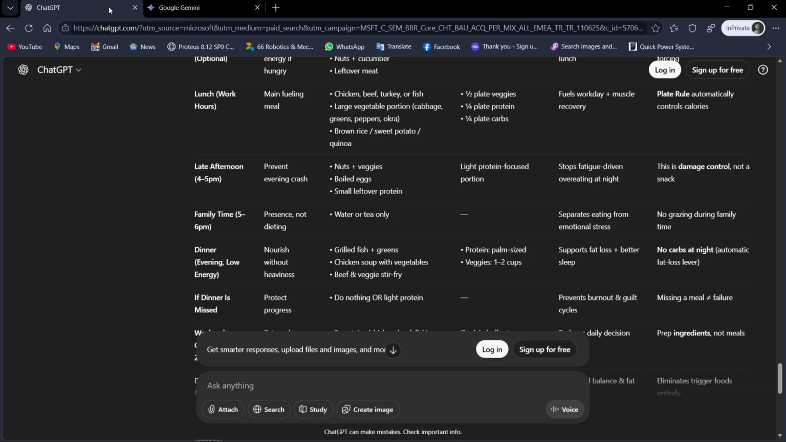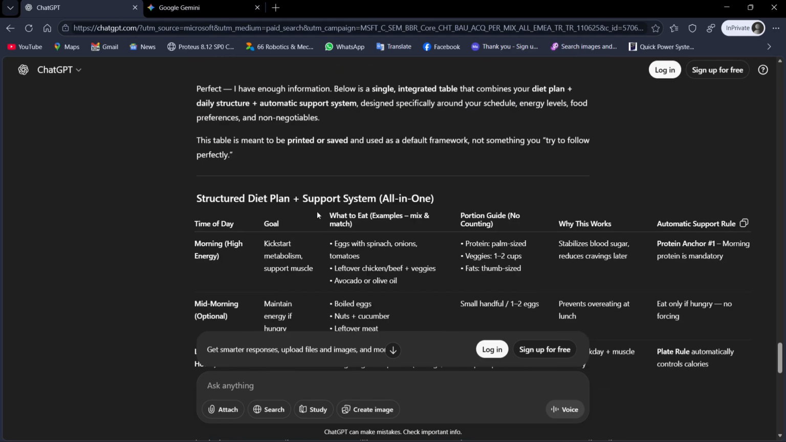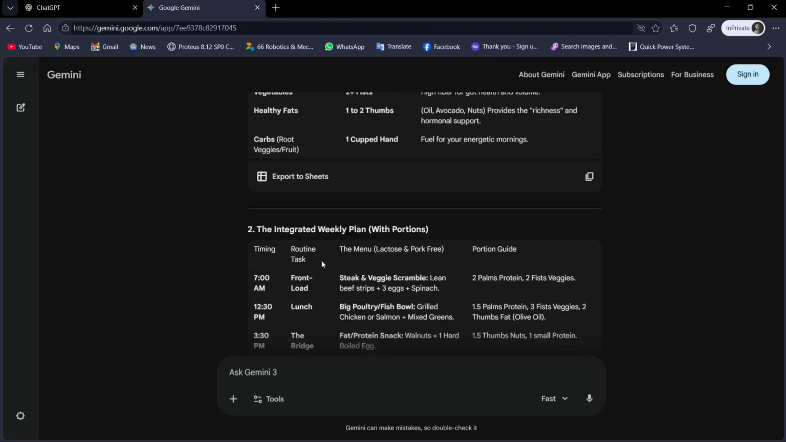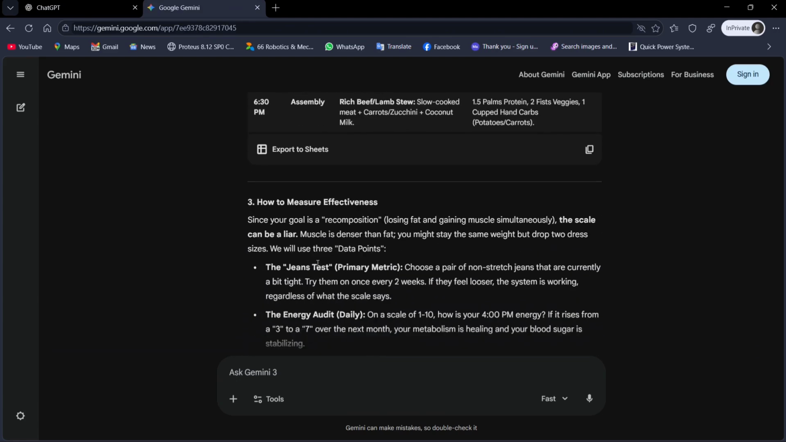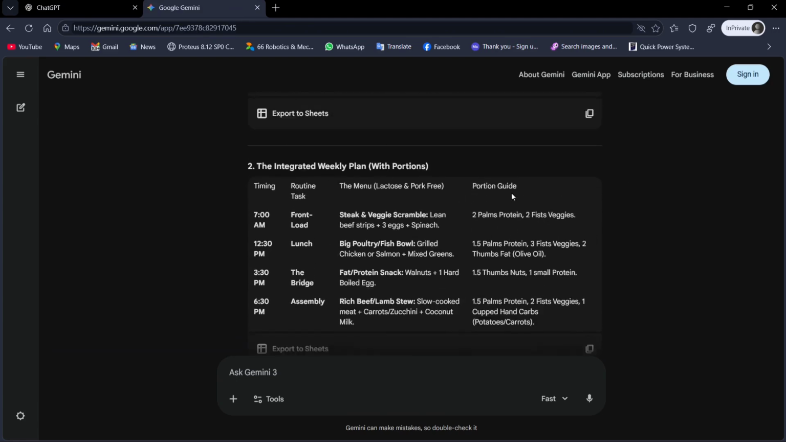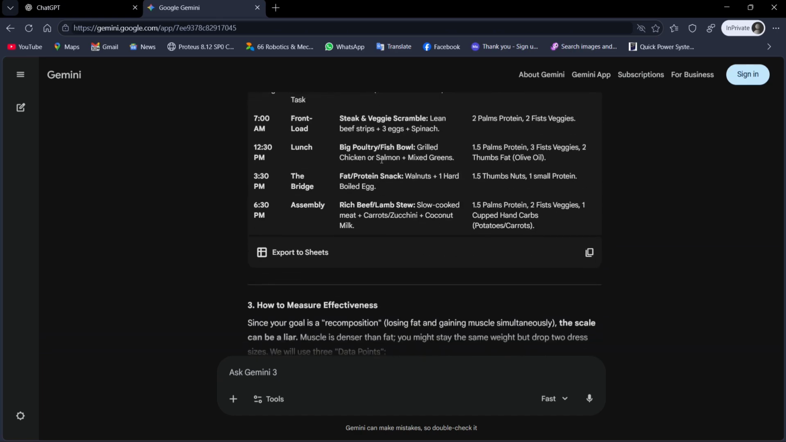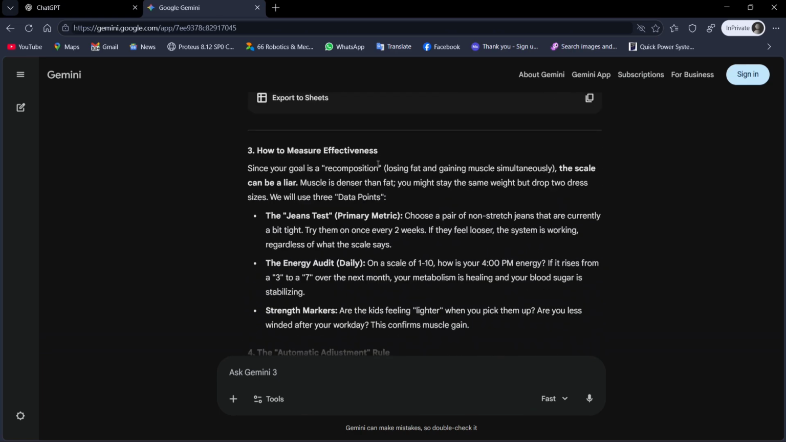But here, ChatGPT was intuitive and implemented most of the things I was looking for even before I asked. It thought of portion sizes, but with Gemini I had to ask about portion sizes because it didn't mention them. It talked about a failure protocol. Gemini didn't mention anything about a failure protocol.